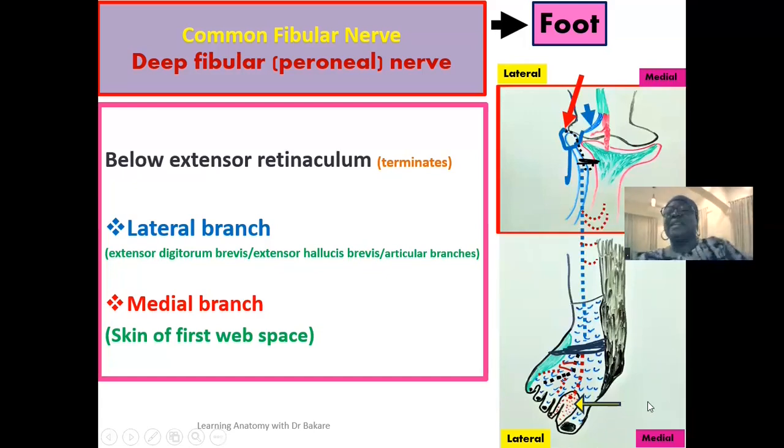Recapping the sensory innervation of the entire region: if you look at this region that is arrowed here in blue, its sensory innervation is provided by the superficial fibular nerve, or the superficial peroneal nerve. We said that the superficial fibular nerve provides sensory innervation for the bulk of the dorsum of the foot, and this is expressed here in this image, of course leaving out the skin of the first web space, which is taken up by the medial branch of the deep fibular nerve.